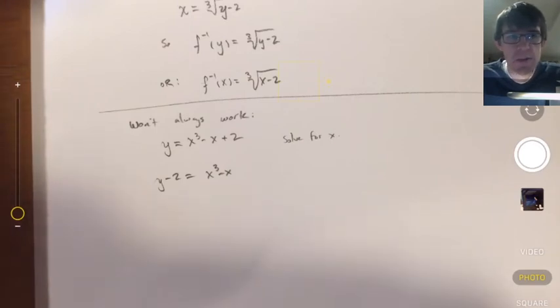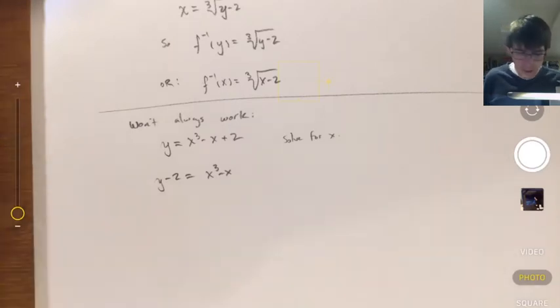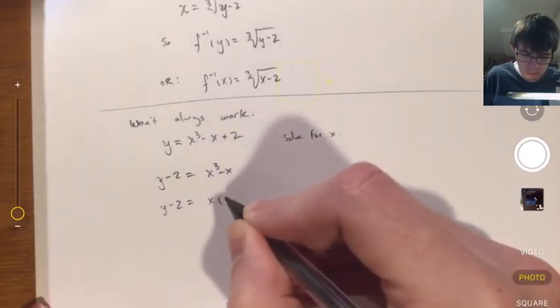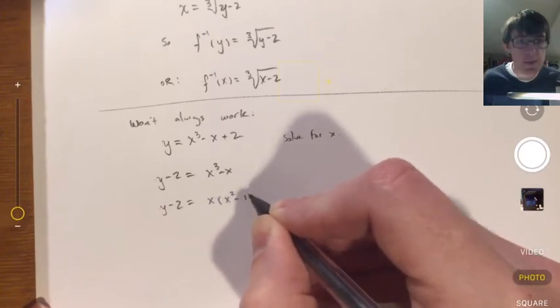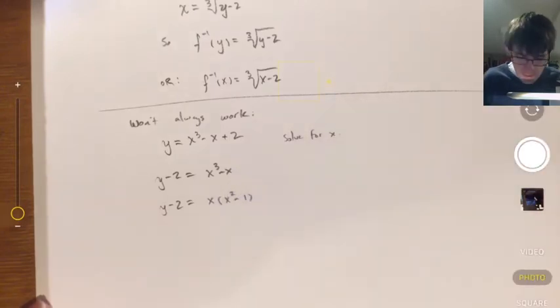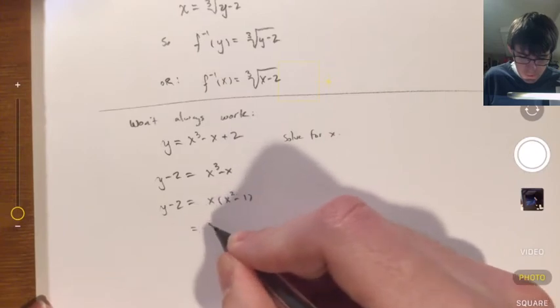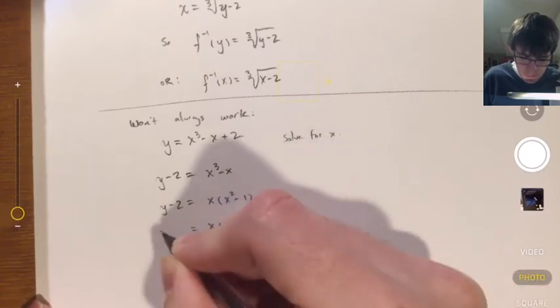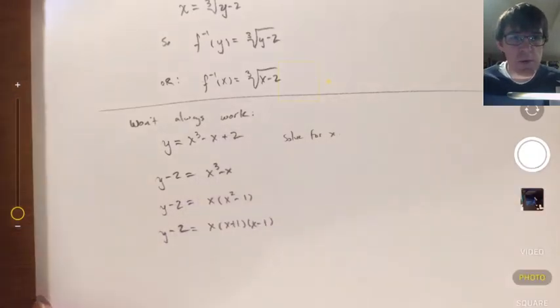The answer is not really. It's not really possible to get x by itself. If I were desperate, I might try to factor here. I get x times x squared minus 1, which in fact I could factor even more if I wanted to: x plus 1, x minus 1, right? But still, this is kind of making it worse. Now I got 3 x's on the page when I used to only have 2.